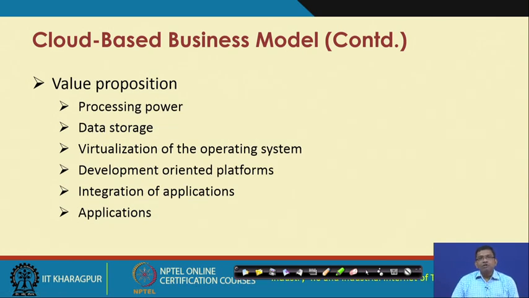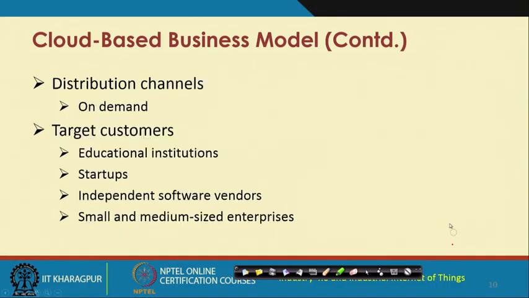Value proposition with respect to the processing power, data storage, virtualization of the operating system, development oriented platforms, integration of applications, specifically the applications. So, applications and their integration essentially. So, these are the different value propositions. So, essentially we are again falling back on infrastructure as a service, platform as a service and software as a service. So, different applications and their integration, software as a service. So, these are the different value propositions in the cloud based business model.